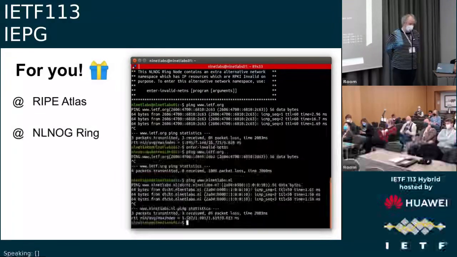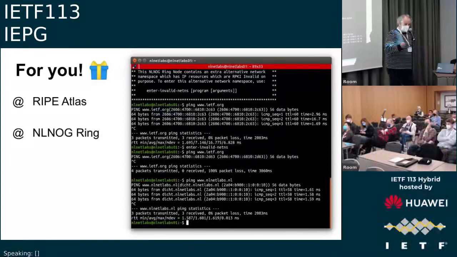And this is how it works. If you secure shell there, then initially it just uses valid resources. You can ping the website of the IETF. After entering the invalid network namespace, you cannot. But it still does work, because you can ping NL Labs, for example.